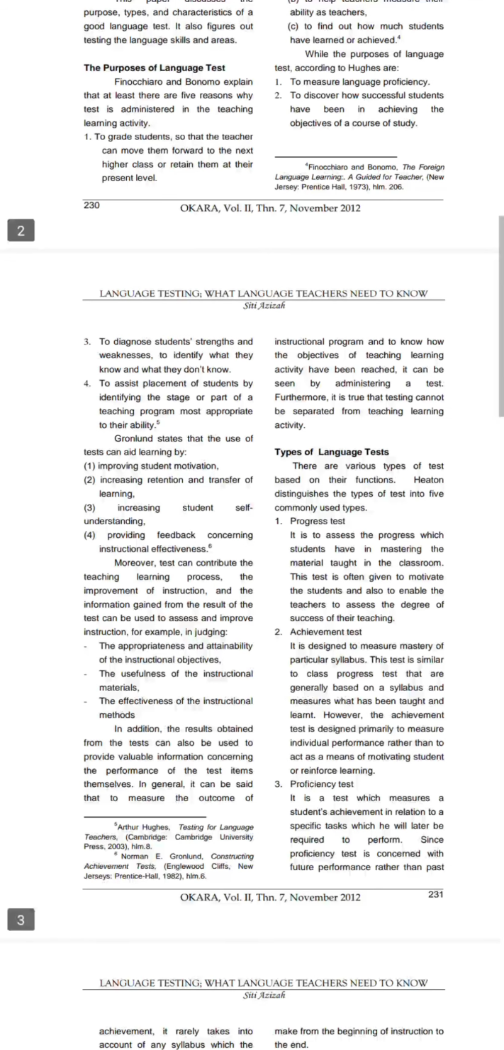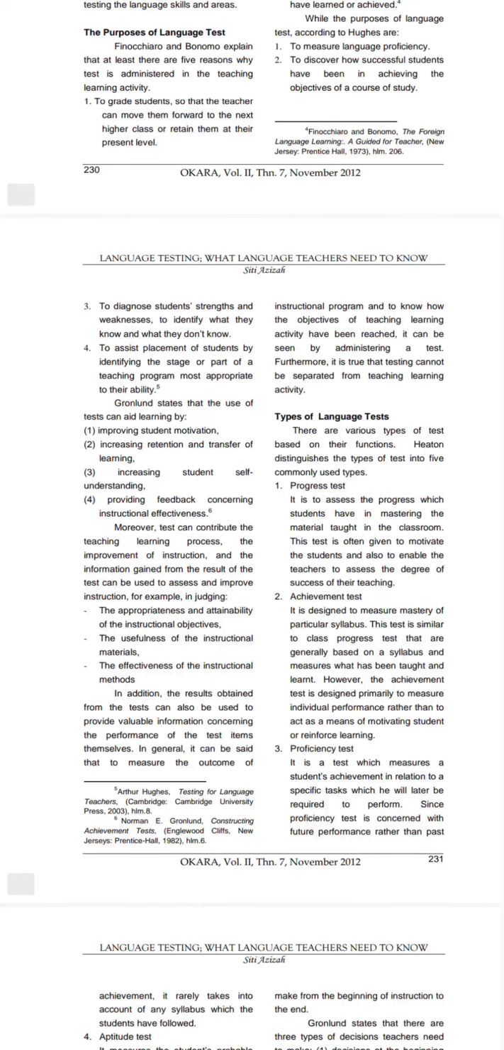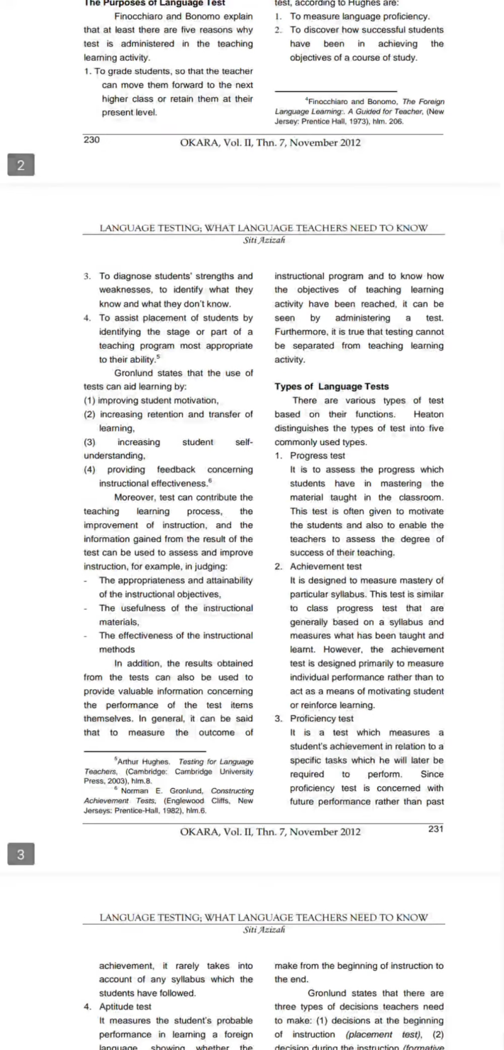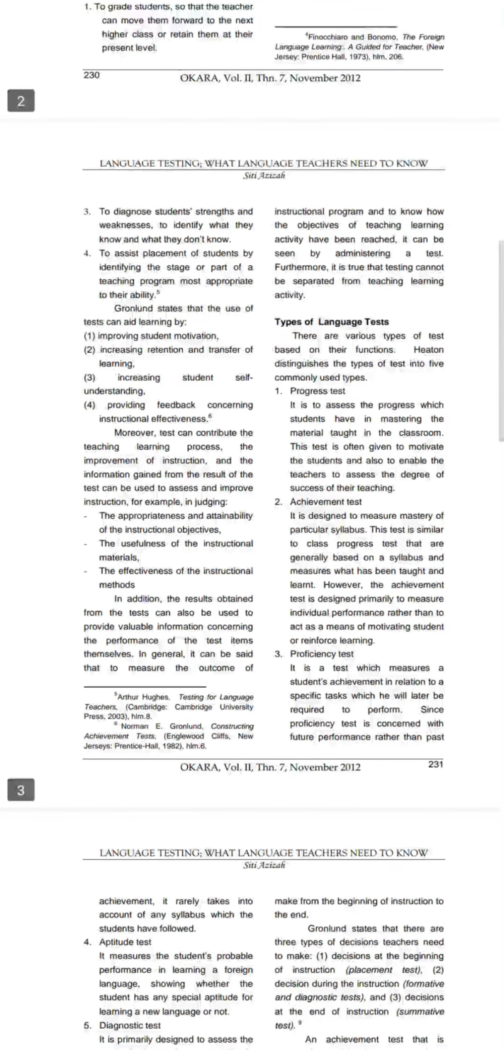Next, I want to explain types of language tests. There are various types of tests. The first is progress test. A progress test assesses the progress which students have made in mastering the material taught in the classroom. And the second is achievement test. It is designed to measure mastery of a particular syllabus.